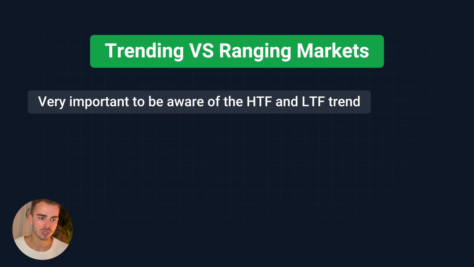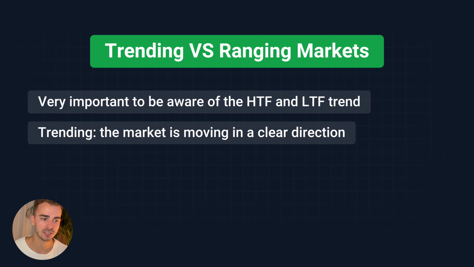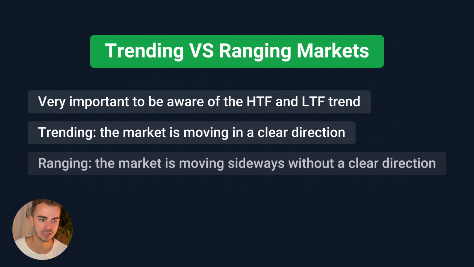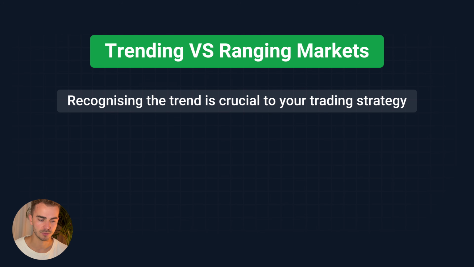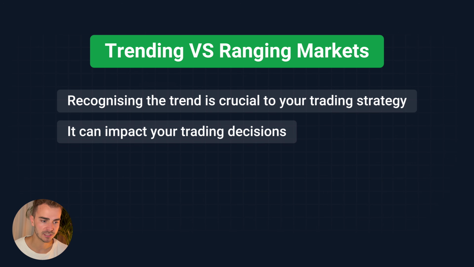Markets can be broadly classified into two types. Trending means moving in a clear direction, and ranging means moving sideways without a clear direction. The purpose is recognizing the type of market you are in, because it's crucial for the right trading strategy. It can impact our trading decisions, so different market conditions require different approaches. What works in a trending market may fail in a ranging one. That is already a key learning for you.